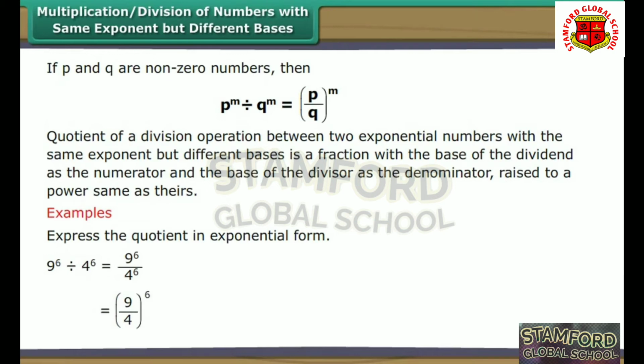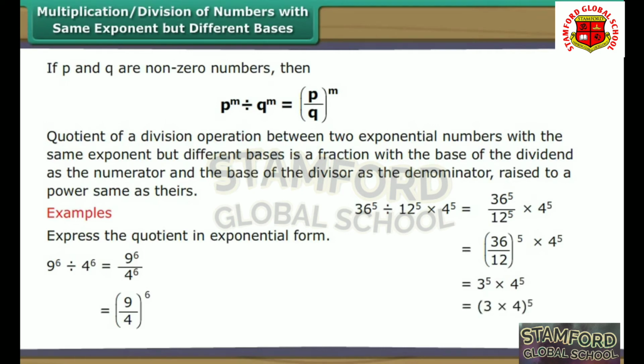Similarly, 36 raised to the power 5 divided by 12 raised to the power 5 into 4 raised to the power 5 is equal to 36 raised to the power 5 upon 12 raised to the power 5 into 4 raised to the power 5, which is equal to 36 upon 12 whole raised to the power 5 into 4 raised to the power 5, which equals 3 raised to the power 5 into 4 raised to the power 5, which is equal to 3 into 4 whole raised to the power 5, which will be 12 raised to the power 5.